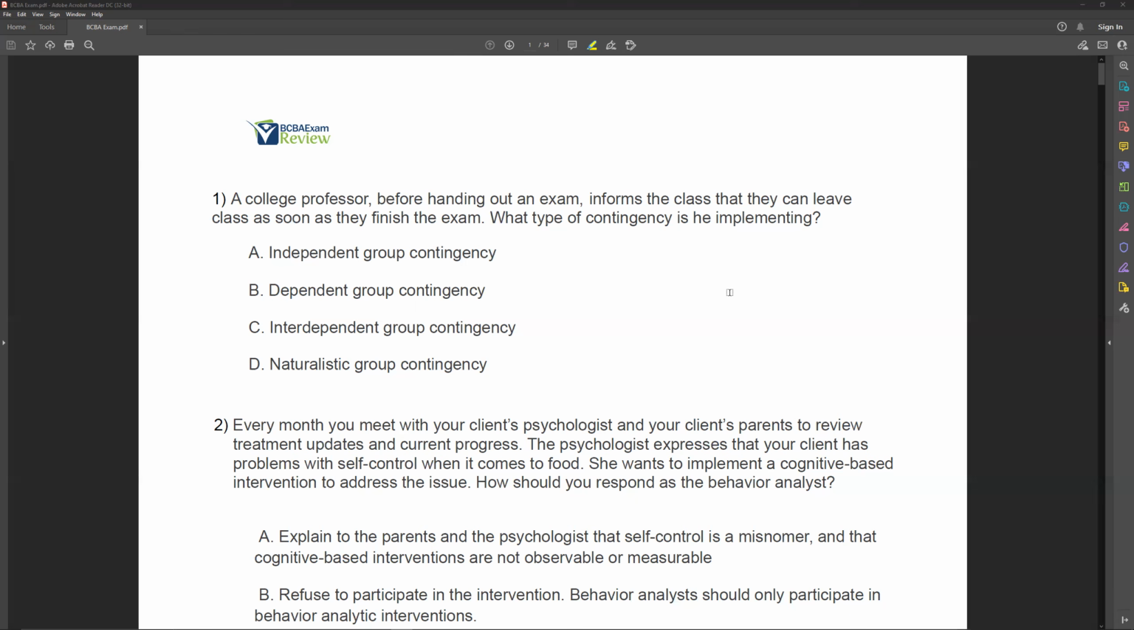The dependent group contingency, the entire group is dependent or waiting on one or more members of the group to complete the task. This is often called the hero contingency, okay? Because if I have a group of 20 and I need one person to do it correctly for all 20 to receive reinforcement, we're dependent. And then interdependent is when everybody in the group must complete the task to get reinforced. In our case, whenever a single individual completes their task of the exam, they can leave. Based on what we just talked about, this would be an independent group contingency.